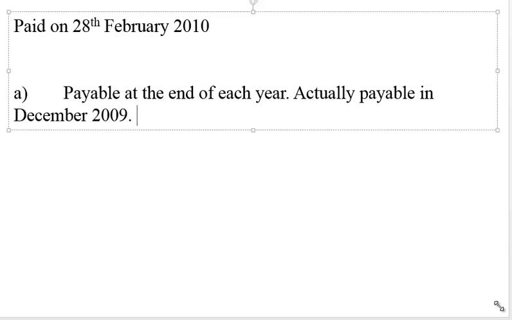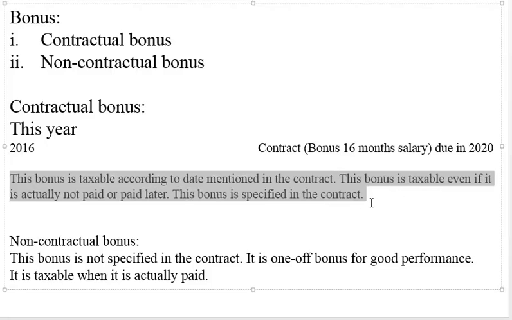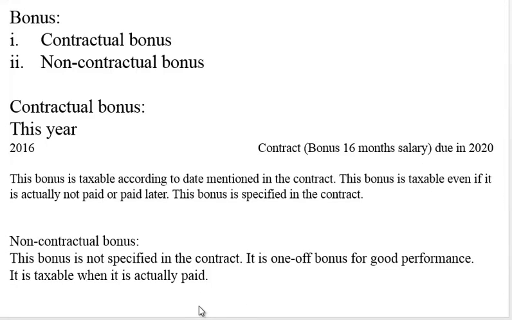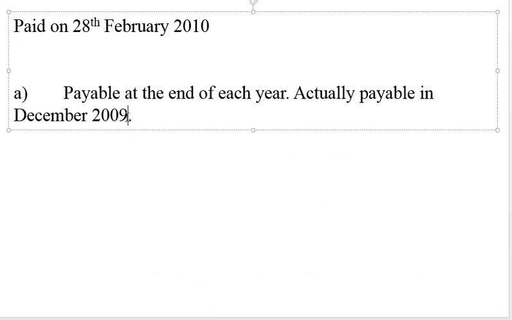Yeah, so it's payable. No, this is contractual. It is specified in the contract. Actually, paid is a non-contractual bonus. The first part is your contract. This bonus is taxable according to contract, and according to contract, it was payable at the end of each year. Means it was actually payable in December 2009, although paid later.